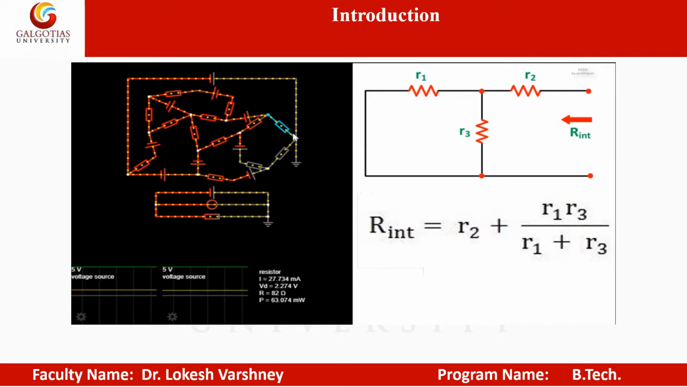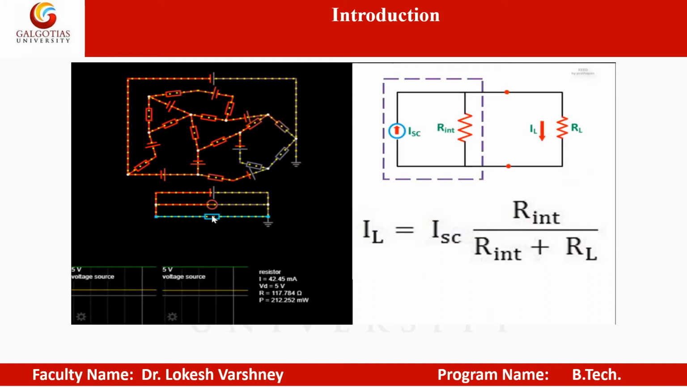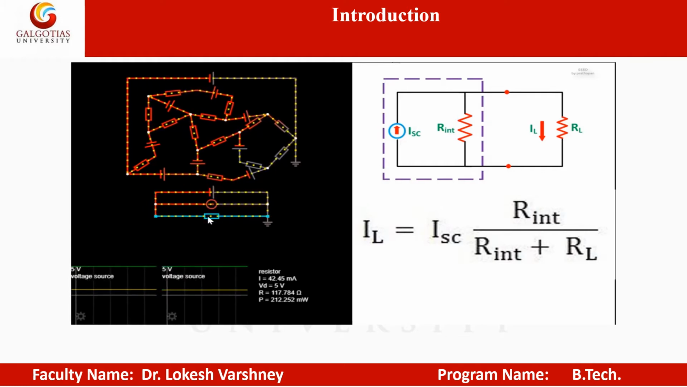So, as per Norton's theorem, the equivalent source circuit would contain a current source in parallel to the internal resistance, the current source being the short circuit current across the shorted terminals of the load resistor. The Norton's equivalent circuit is represented as I calculated by the equation shown below, where IL is the load current, ISC is the short circuit current, RINT is the internal resistance of the circuit, RL is the load resistance of the circuit.